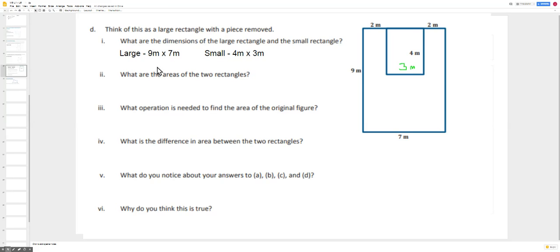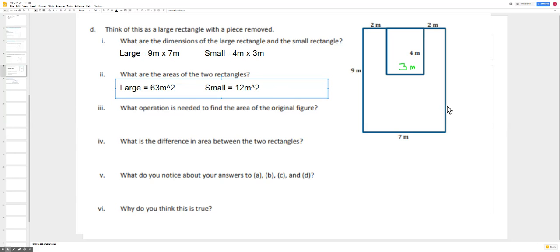So the area of the two rectangles. Now all I have to do is the multiplication: find the area of the large rectangle, find the area of the small rectangle. So large is equal to 9 times 7, which is 63. And of course, we're talking about meters squared. The small is equal to 4 times 3, which is 12, again meters squared. So the area of the big rectangle is 63, and the area of the small rectangle is 12.